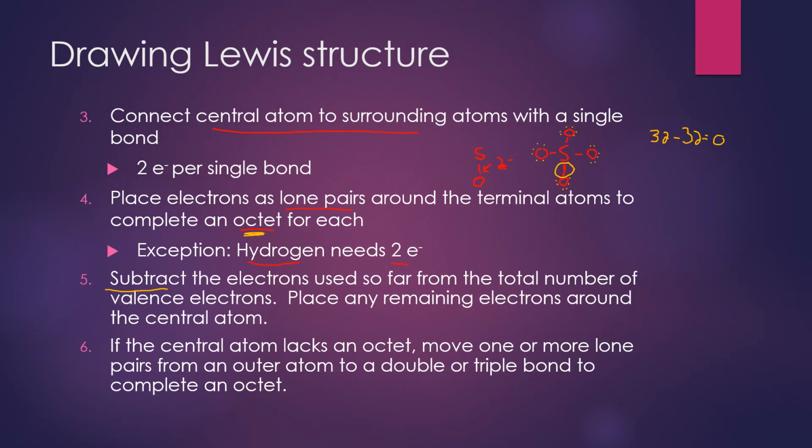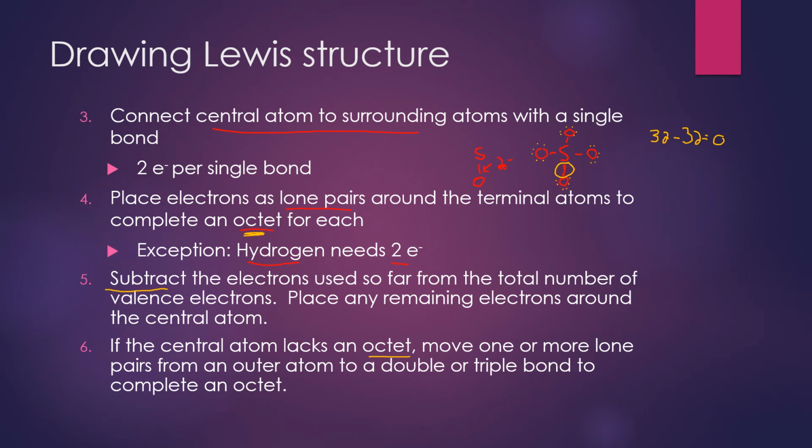Step 6 says if the central atom lacks an octet, you can move one or more lone pairs from an outer atom to make a double or triple bond. So sulfur, it has 4 single bonds around it. Each single bond represents 2 electrons, so this sulfur does have 8.